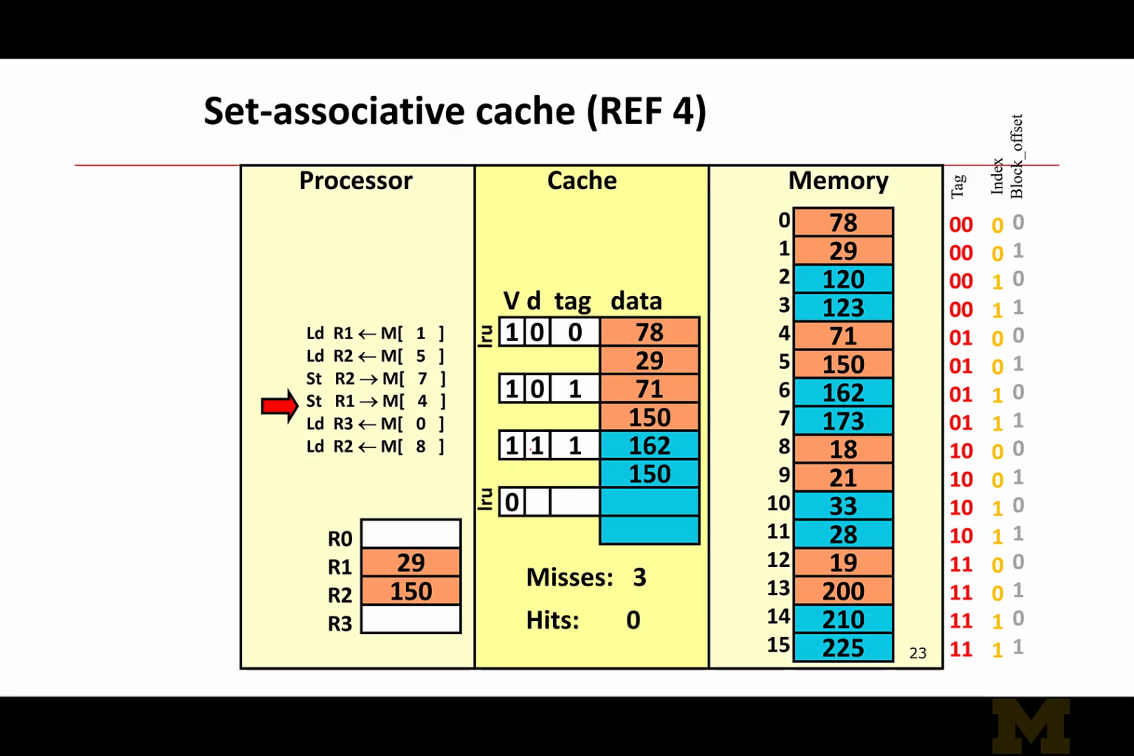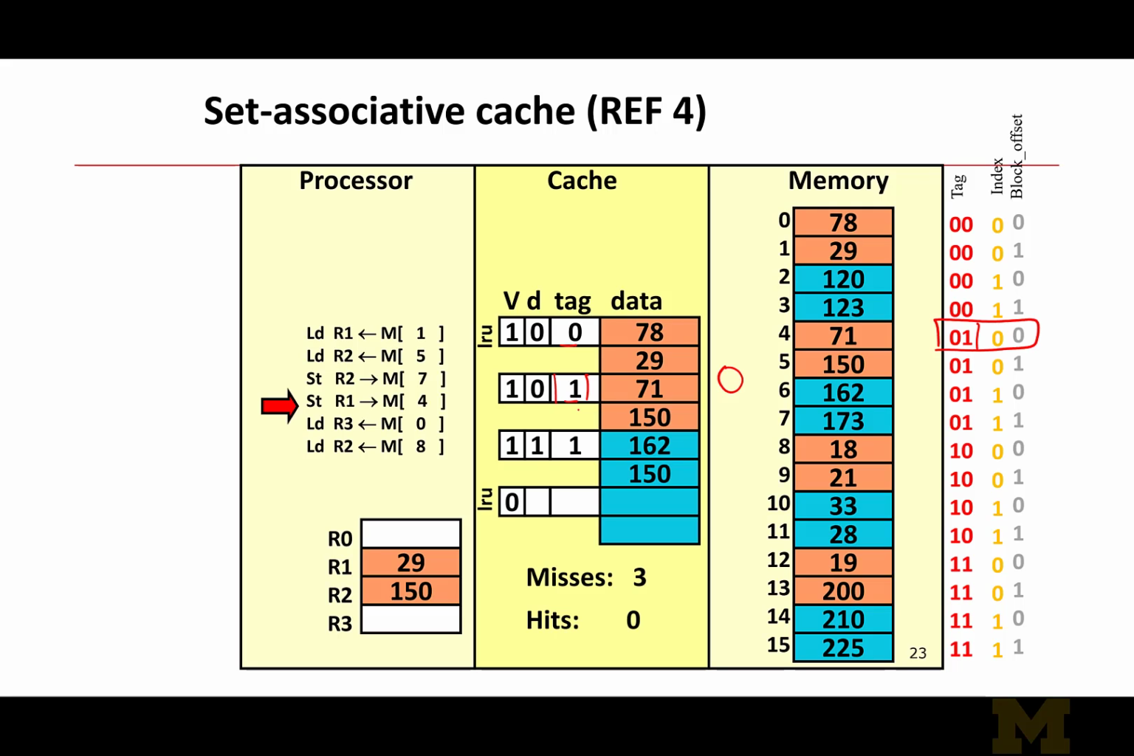Alright, so now let's execute my fourth instruction, which is a store to address 4, which is going to map to my cache set 0. So now I have to compare with 2 tags. So I'm going to compare the tag 01 with the way 0 as well as way 1. And I discover that I have the tag in my cache, and therefore it is going to be a cache hit.